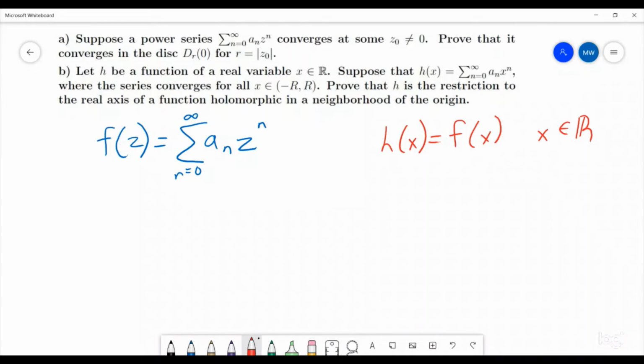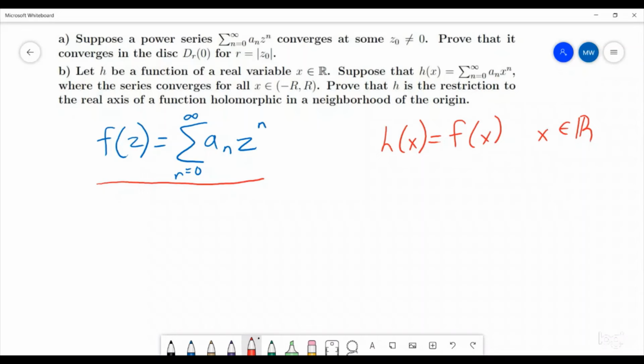Now, first, we clearly have h as a restriction to the real axis of a function. The question is, can we show that this is holomorphic? Well, if we can show that it's analytic, that implies that it's holomorphic, and analytic just means, oh, look at that, it has a power series representation. Now the question is, does it converge? Because that's the only other thing. Analytic means it converges at that point. We just have to show that this converges. So let's go and show that it converges.